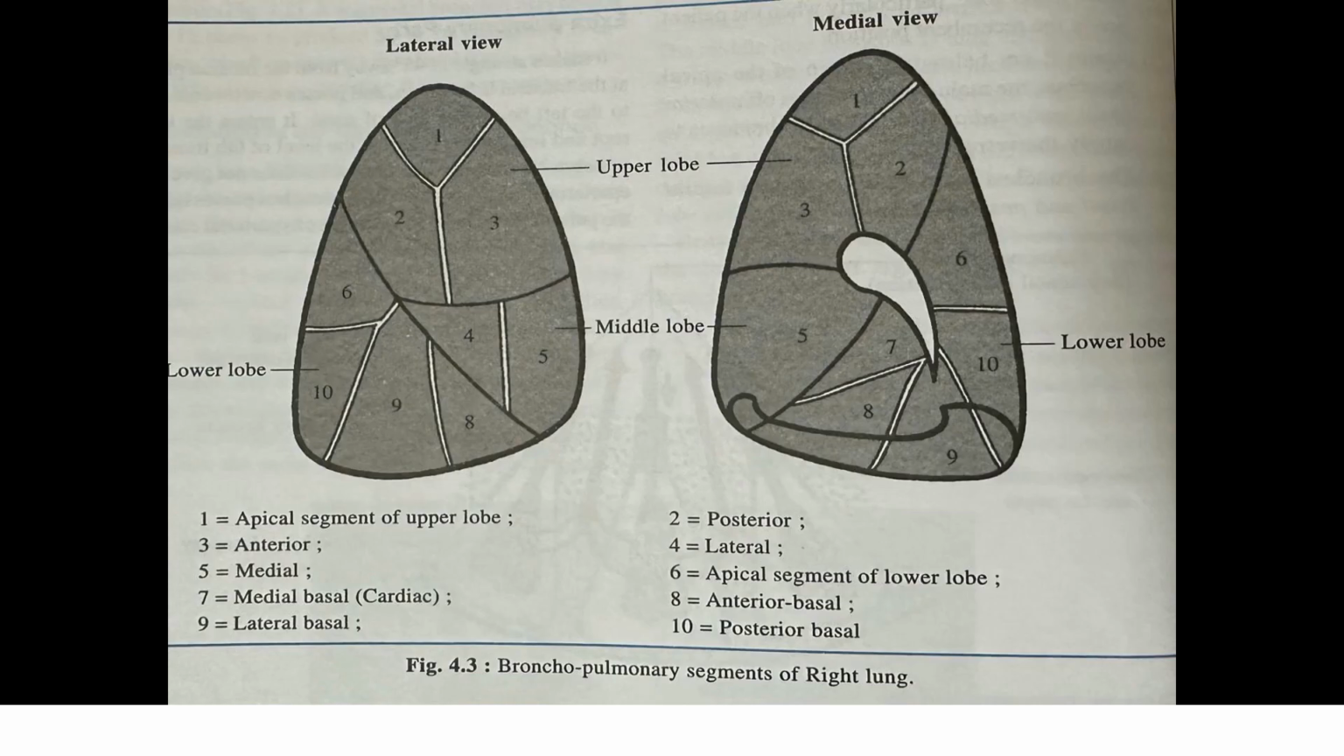Let us see that. You can see here, these are the bronchopulmonary segments in the right lung. This will be the apical, posterior, anterior in the upper lobe. This will be the lateral and medial in the middle lobe. This will be the apical. So this will be the anterior basal, lateral basal, and posterior basal. Medial basal you can see on the medial side.